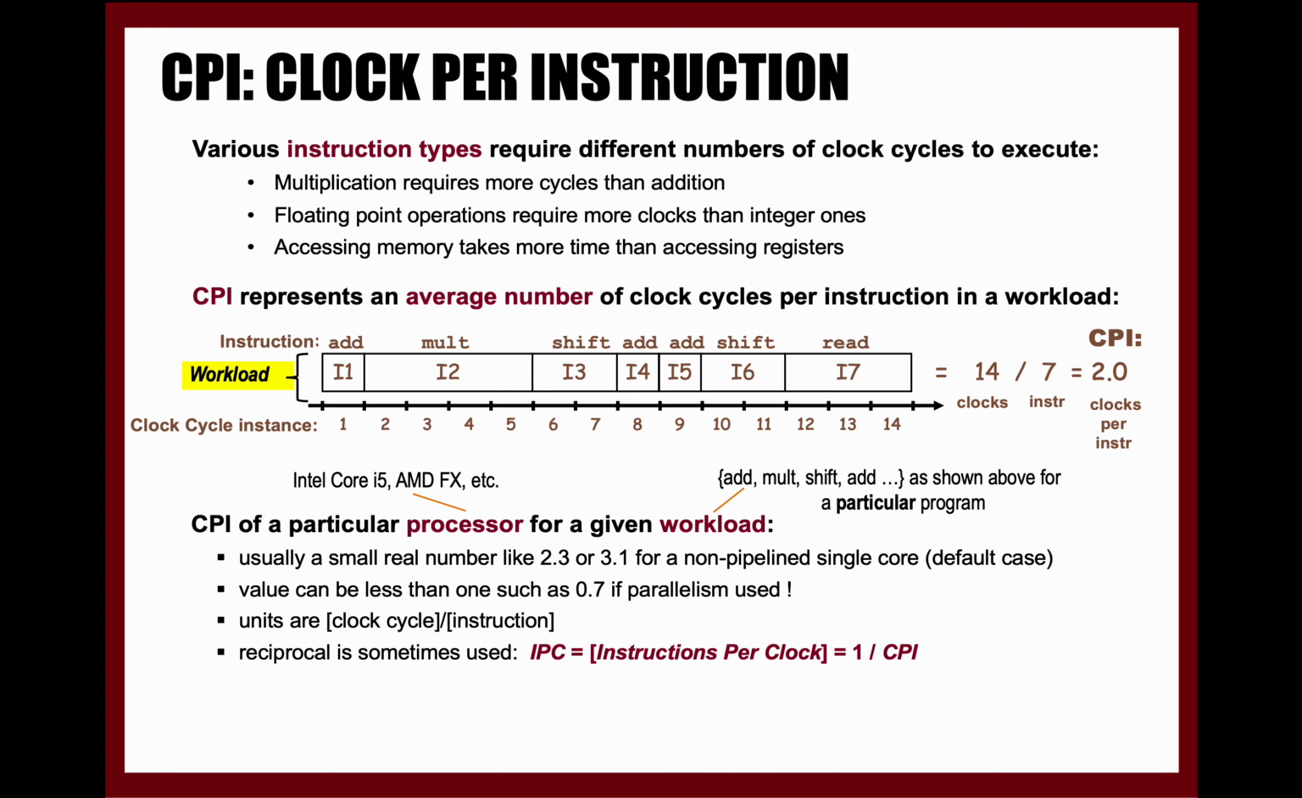An alternative metric often used is IPC, or instructions per clock, which is simply the reciprocal of CPI. To summarize, CPI provides a clear picture of the efficiency of a processor in executing a set of instructions. The lower the CPI, the fewer clock cycles are required per instruction, indicating more efficient processing.